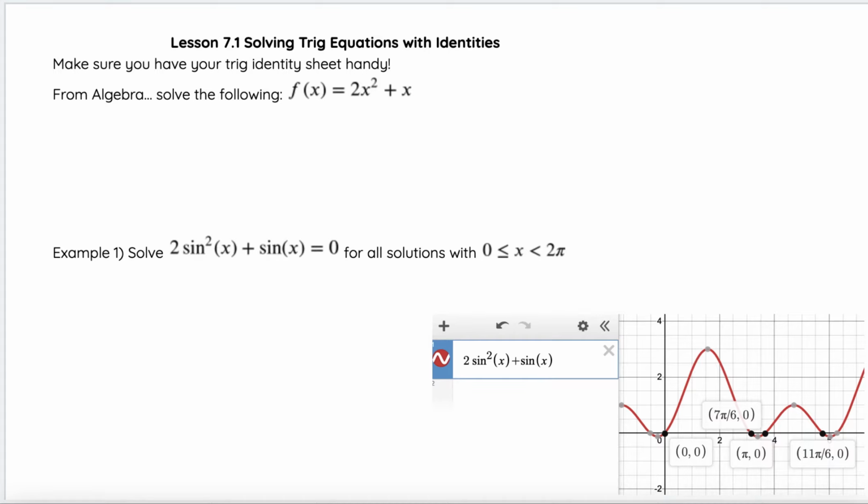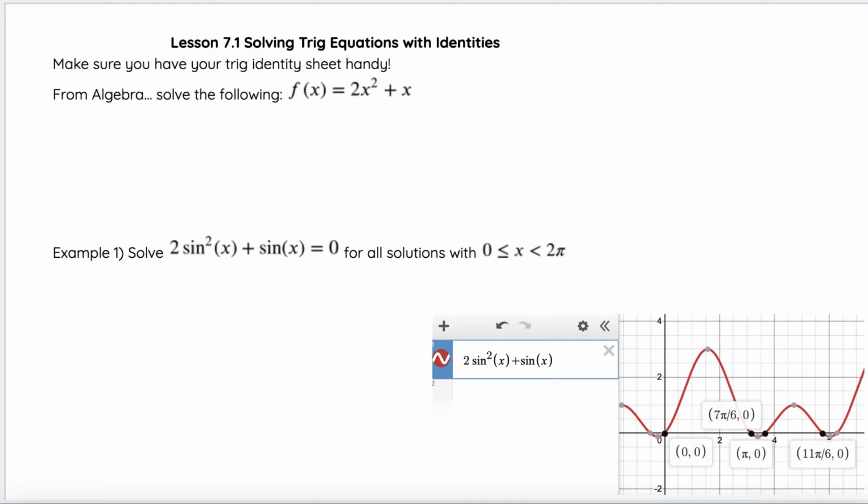Focus on how we can solve trig equations using our identities. So please make sure you have your trig identity sheet handy, as we're going to refer to that back and forth. Let's take a quick look at something we would have typically solved in algebra.